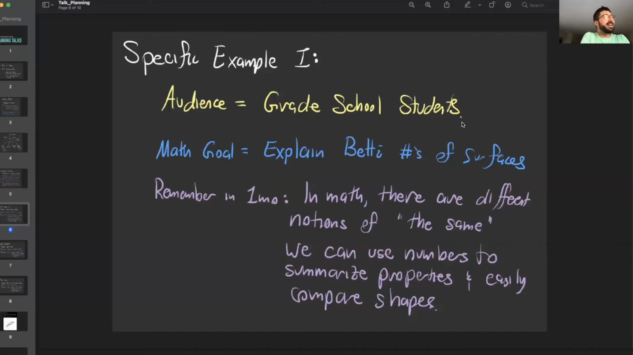So I gave the class a hint. I knew what answer I wanted them to come up with, and it wasn't quite working. But the hint was to try and think about if you could cut the shape somehow, if you had scissors and you could cut it, what could we say about the different ways that you can cut the shape?